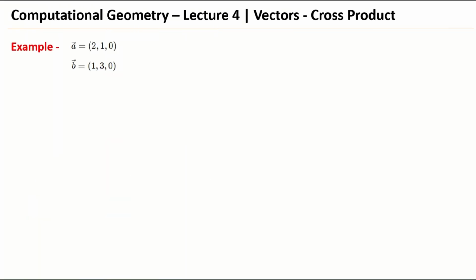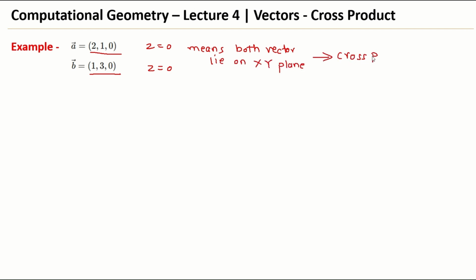Let's take a simple example. We are given two vectors. Vector A equals 2, 1, 0. Vector B equals 1, 3, 0. Since both vectors have no z components, both vectors lie in the xy plane. Their cross product will point along the z-axis.